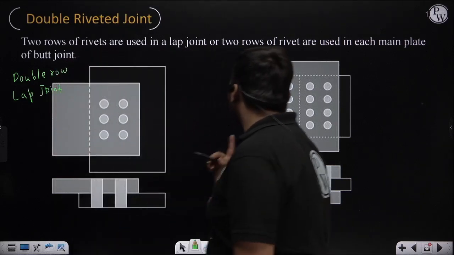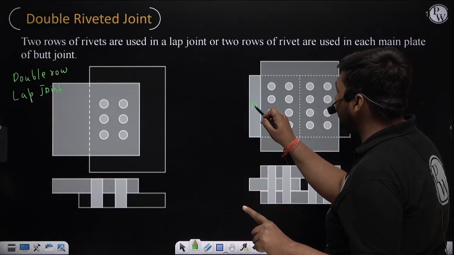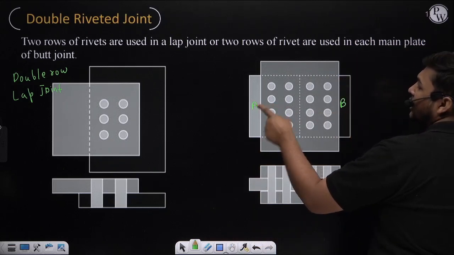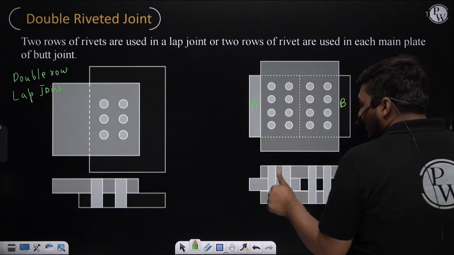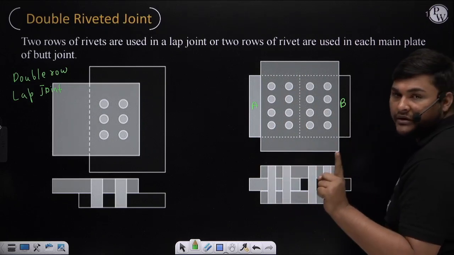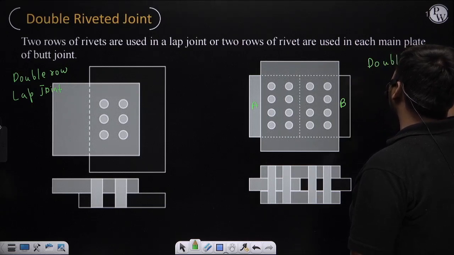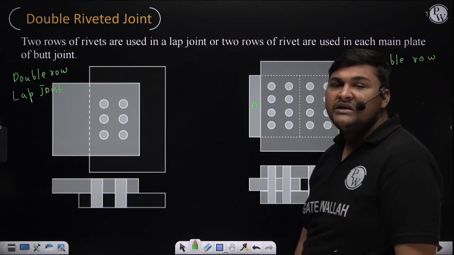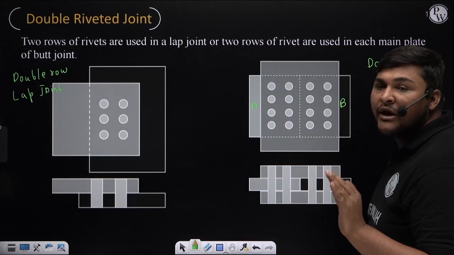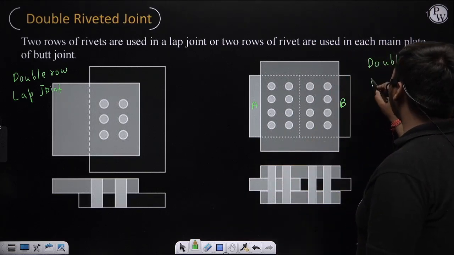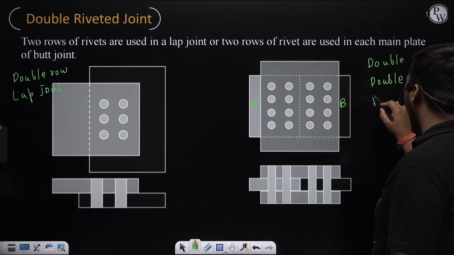Now see this diagram. It is butt joint, so focus on each main plate. So it is plate A, and this is plate B. If you are looking at plate A, don't focus on plate B. If you are looking at plate B, don't focus on plate A. So suppose I am looking at plate A, and in plate A you can see how many rows of rivet are present? Two rows of rivets. And since two rows of rivets are present, it is double row riveted joint. But for the complete naming, since it is butt riveted joint, first see whether it is single strap or double strap. Here we have placed strap plate on both sides of the main plate, so it is double strap. So it is double row, double strap, butt riveted joint.